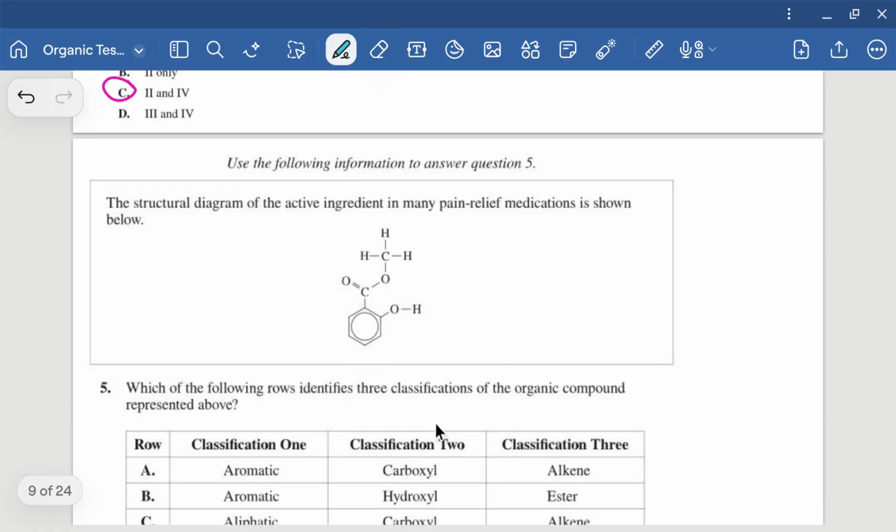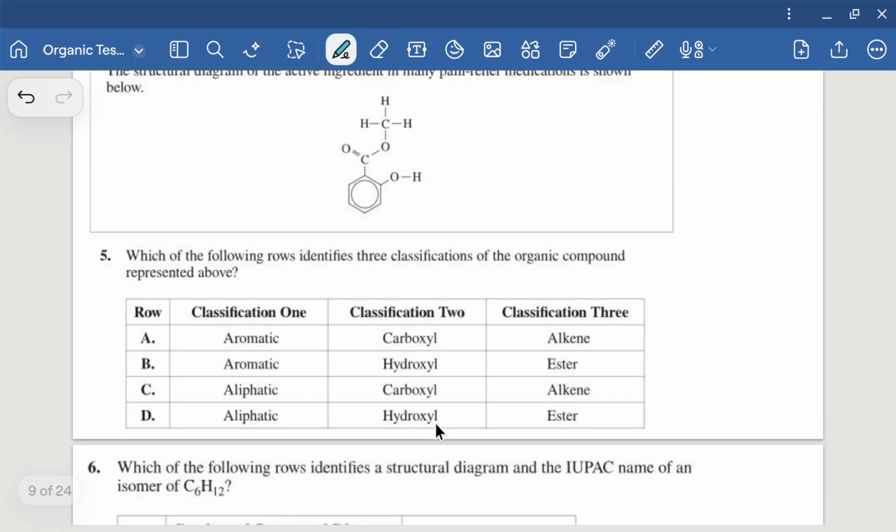Now we have this diagram asking us to classify it. So just going over the options. As soon as you see a benzene ring, you are aromatic. And then looking at our side groups here, we do have an alcohol, so we do have a hydroxyl group. And then this group here, we have carbon double bonded to an oxygen, single bonded to an oxygen, and instead of a hydrogen here, you have another carbon, which means this is an ester link. So this one is going to be B.